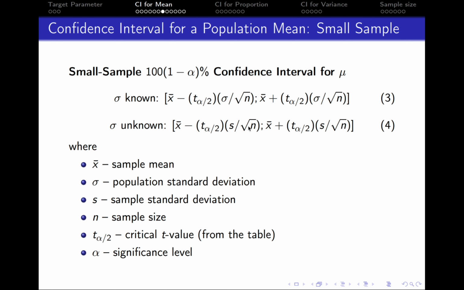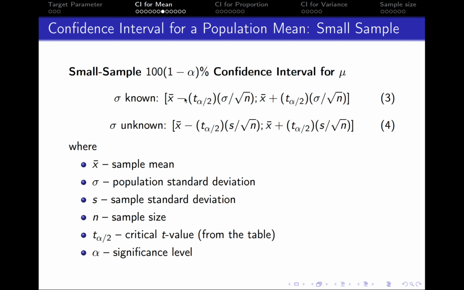And if you look at these two formulas and compare them with the formulas for a large sample, you will see that they're almost identical with the exception of this t-value. So instead of having a z-score, we've got t-value. So this is another type of distribution. This variable follows another type of distribution. It's called t-distribution.